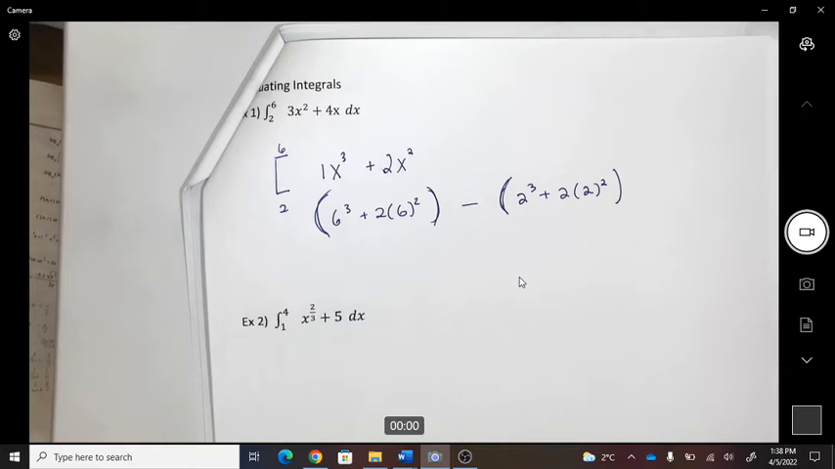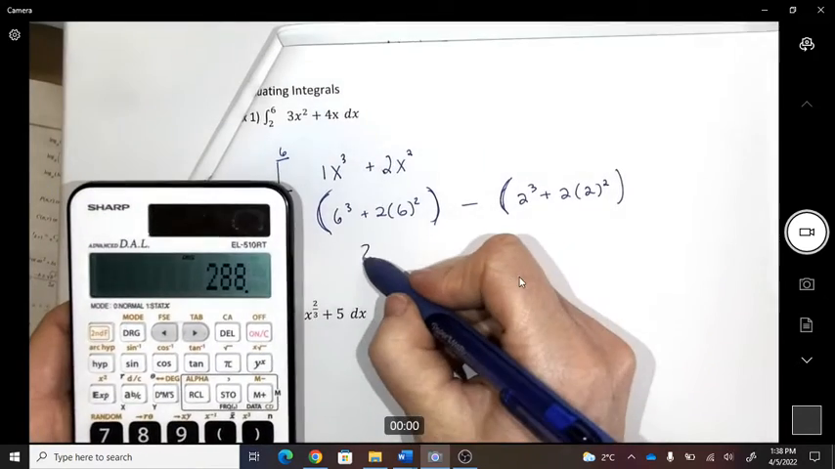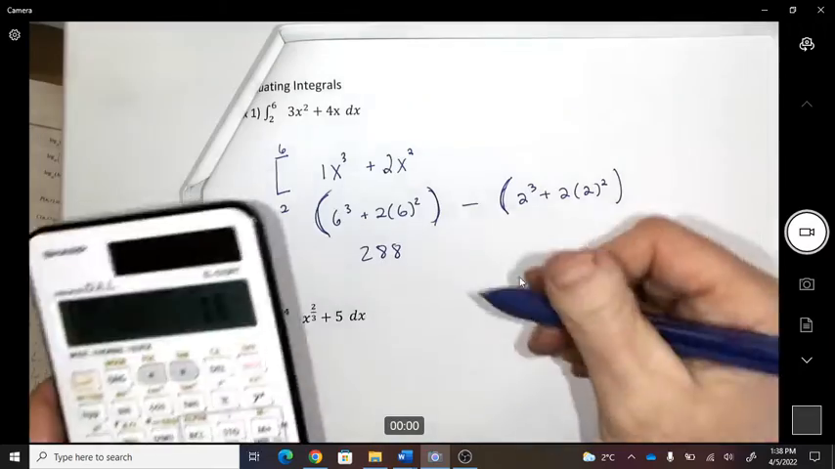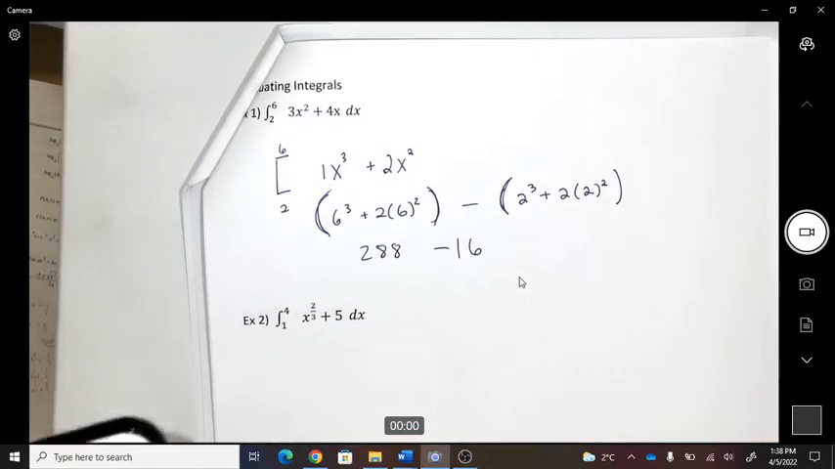Okay, what do you think here? 6 cubed. This one is 288. Mine is 16.